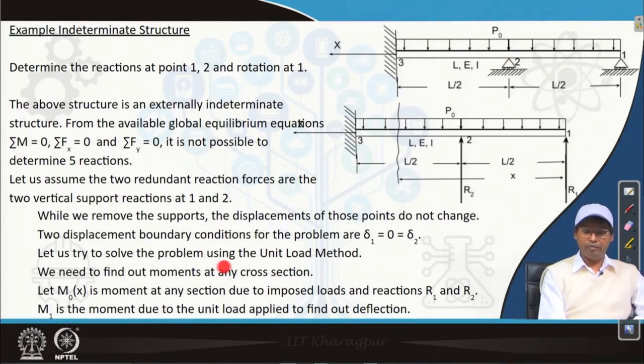Let us try to solve the problem using the unit load method. We need to find out the moment at any cross section also. So, let m 0 x be the moment at any section due to imposed loads, and reactions R 1 and R 2 are considered there. This is what m 0 is calculated while we are considering that R 1 and R 2 are present. Instead of considering those as supports, we are saying that those are some loads, support reaction loads applied, and we are supposed to find out the m 0 x, and m 1 is the moment due to the unit load applied to find out the deflection. Let us see how we proceed with the help of the figure.